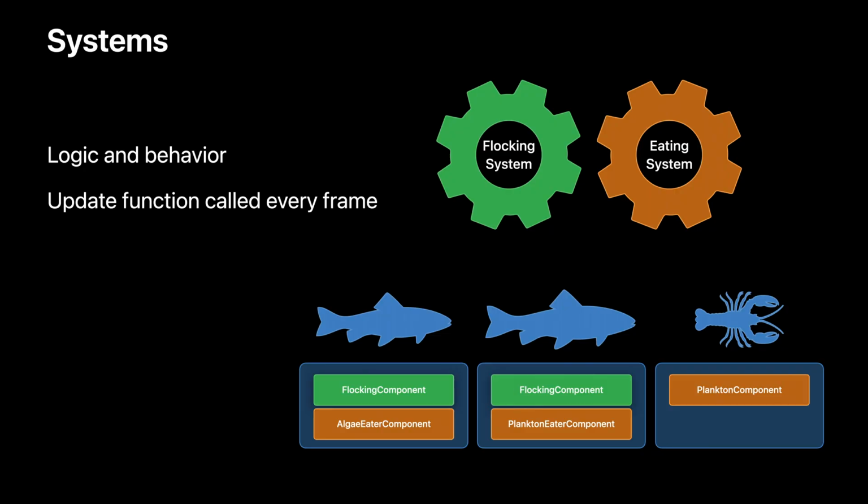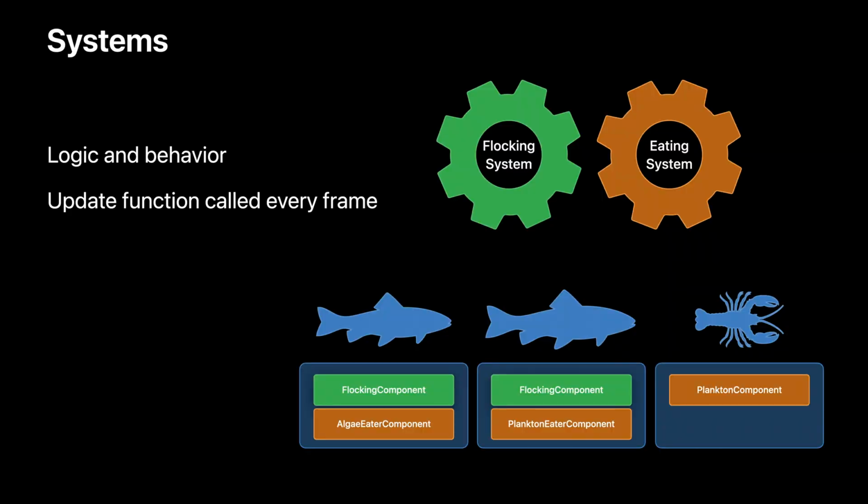We know which ones are hungry because they have the algae eater or the plankton eater components on them. Every frame, our eating system has its update function called. In here, it finds all the entities in the scene that have either of these components, plus all the entities that are food, so it can guide the hungry fish toward the food they prefer to eat.